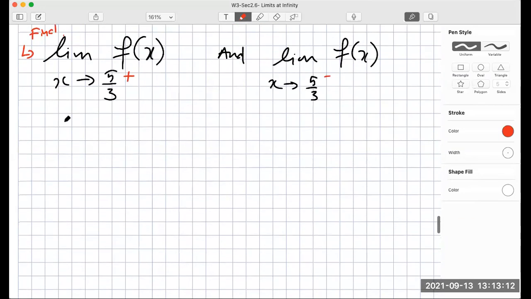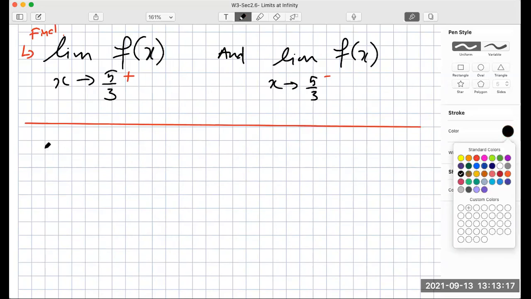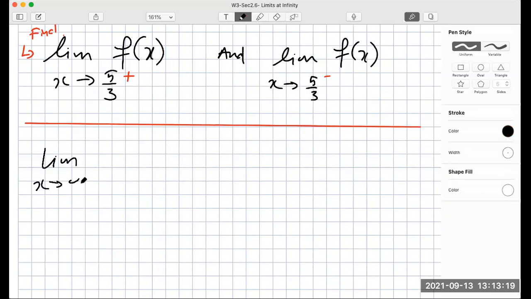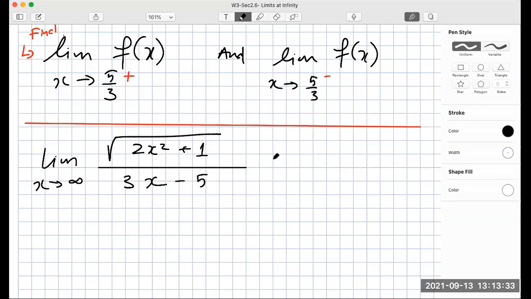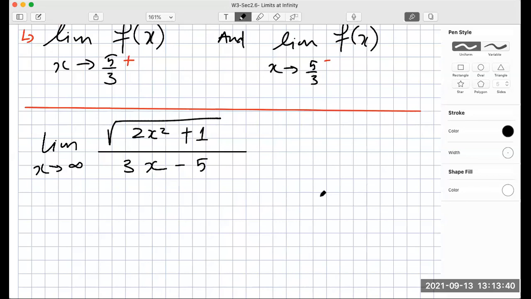Now, therefore, let us compute the limit when x approaches infinity of this function, which is square root of 2x squared plus 1 divided by 3x minus 5. What is the highest order term of the numerator? Interesting. It's tricky.